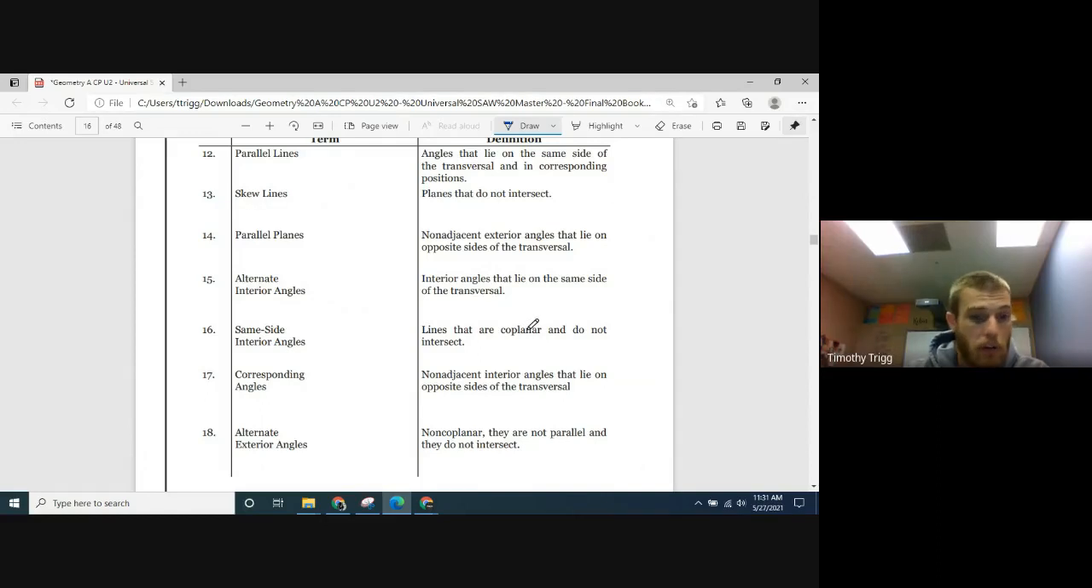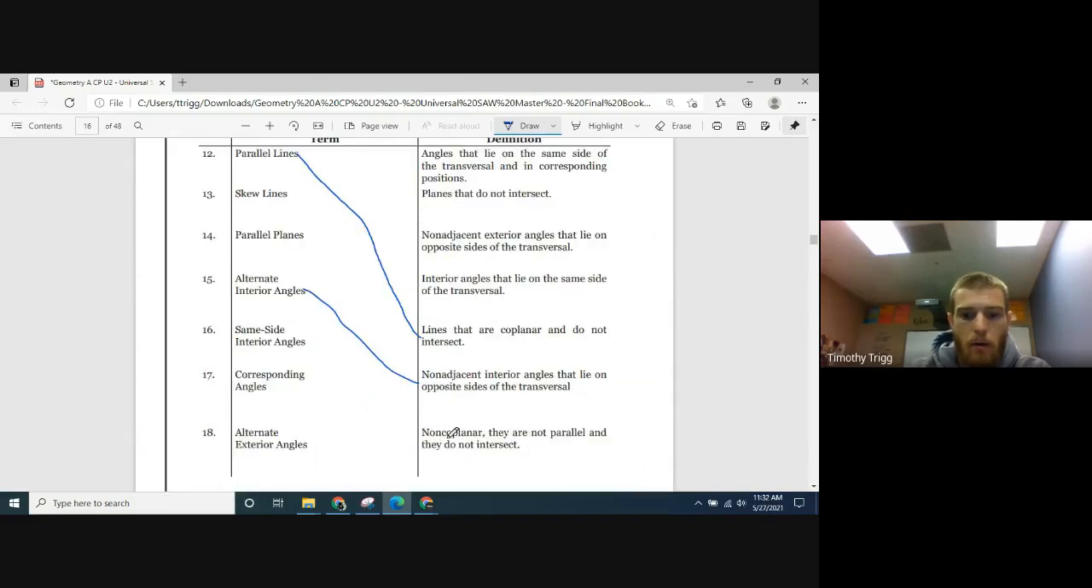So for example, parallel lines, let's see. Lines that are coplanar, they're on the same plane, but they do not intersect. So those are parallel lines. Oh, I put it on planes. That's not correct. Parallel lines: lines that are coplanar and do not intersect. How about this one? Non-adjacent interior angles that lie on opposite sides of the transversal. So remember the opposite sides of the transversal, that's alternate, and they're saying interior. So these would be alternate interior angles.